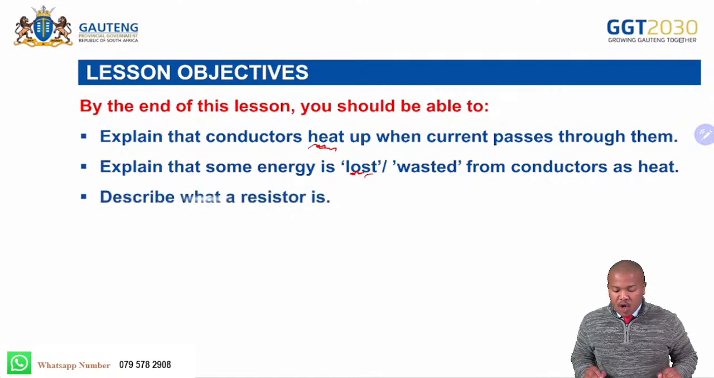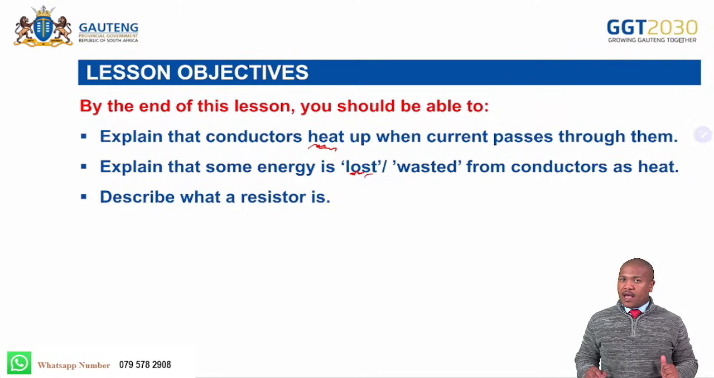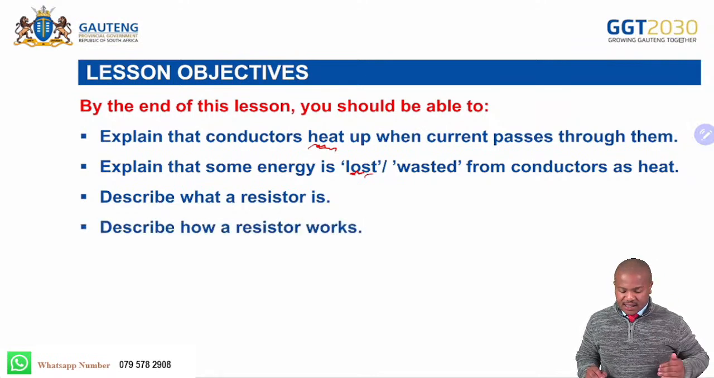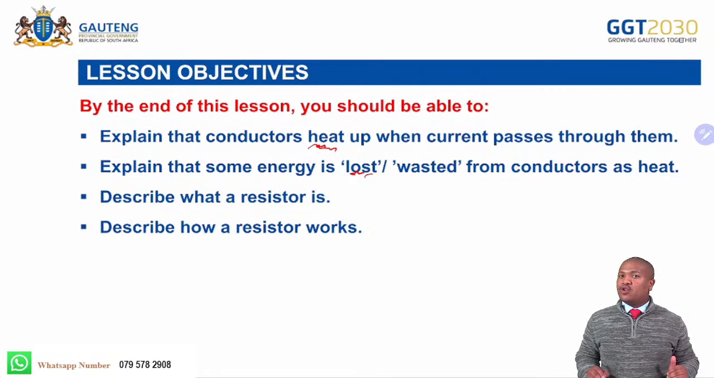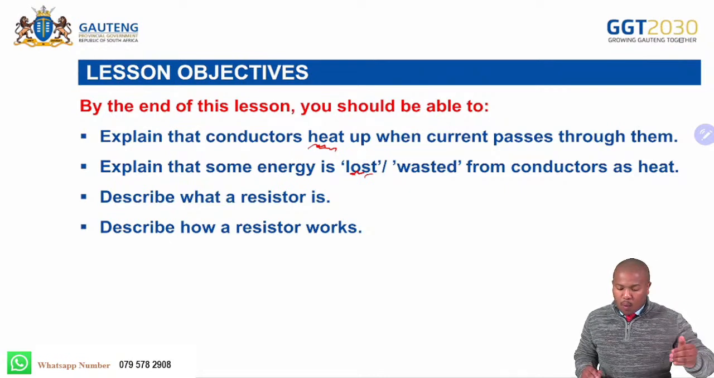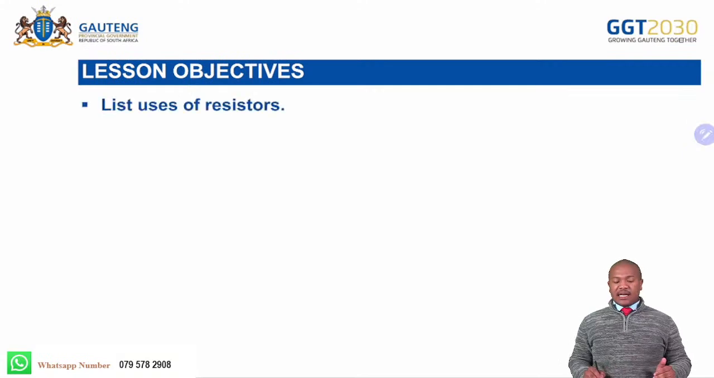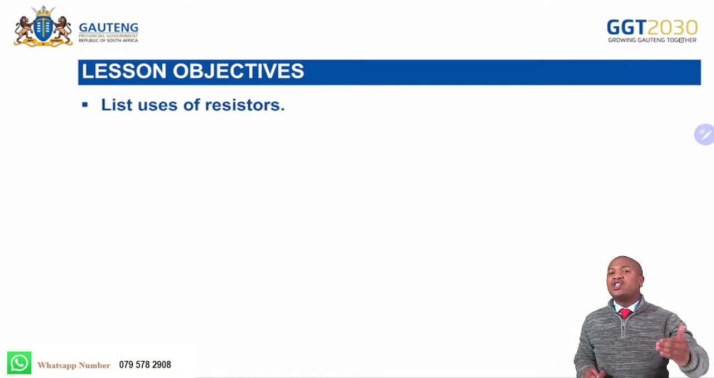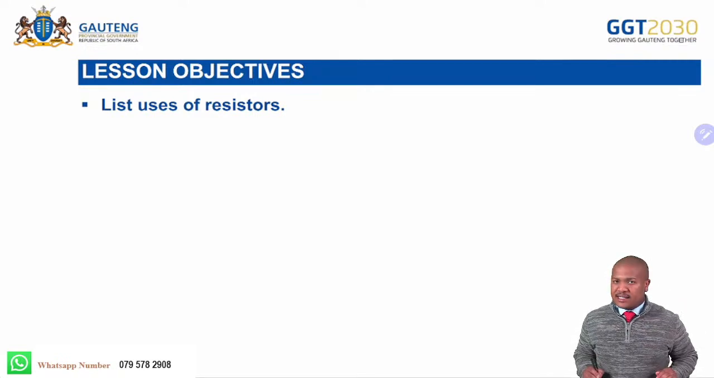Not only that, you should be able to describe what a resistor is. After describing what a resistor is, you need to be able to describe how it works. You need to tell us how a resistor works. Moving on, you need to be able to tell us or list the uses of resistors, right? You need to tell us the uses of resistors.